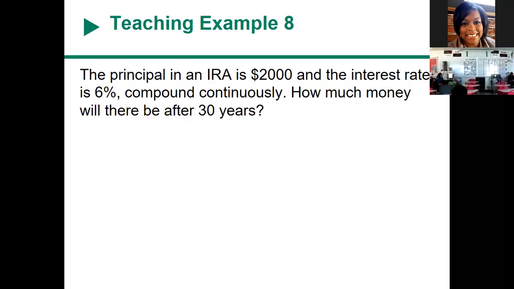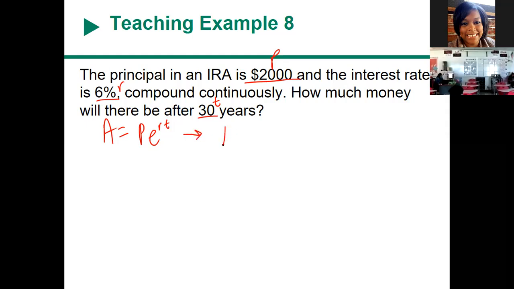So here we have the principal in an IRA is $2,000 and the interest rate is 6%, compounded continuously. How much money will there be after 30 years? So using our formula, A equals your principal e to the rate times t. You identify your variables: 2,000, that's my principal. 6%, that's my rate. 30 is my t. And you plug them in.